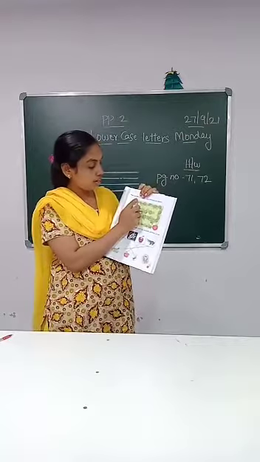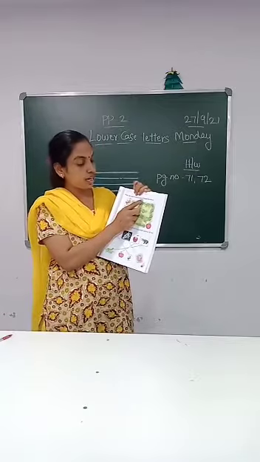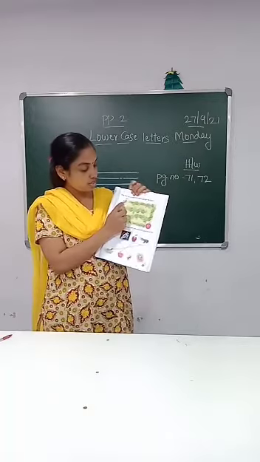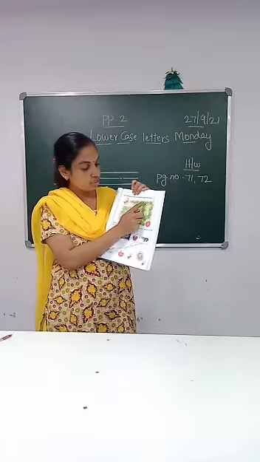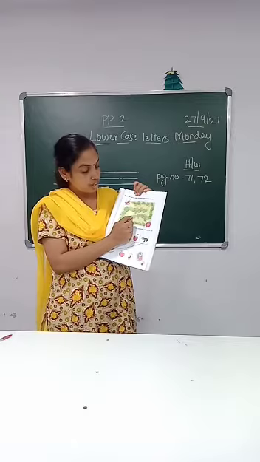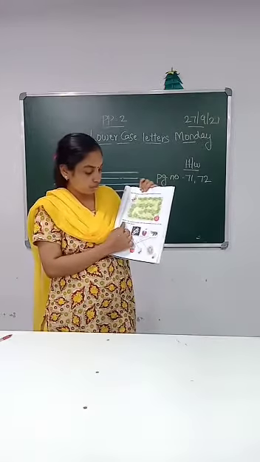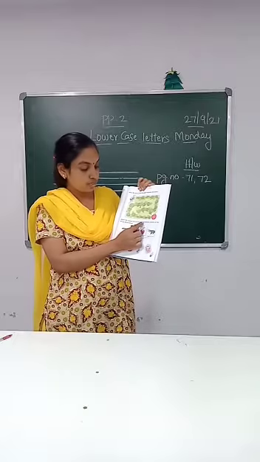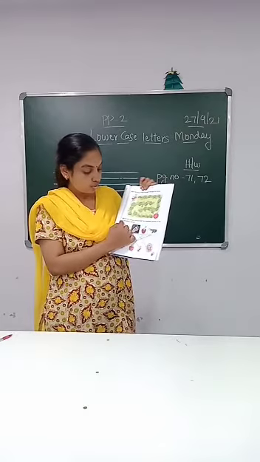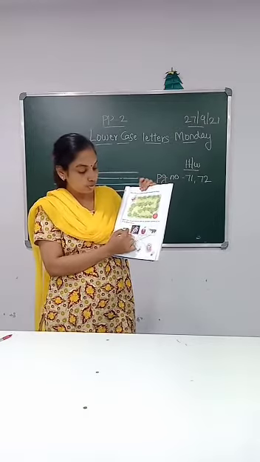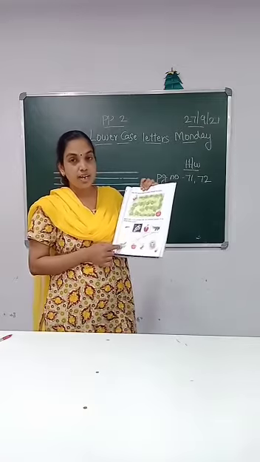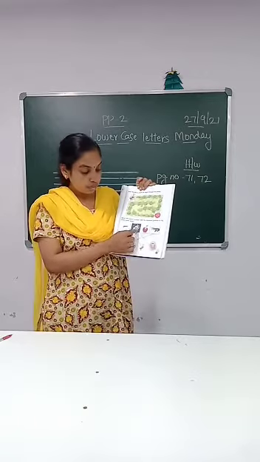So here is the ant. Help the ant to reach the apple through the leaves. You are going to make a way so that the ant can go and reach the apple. And then here you are going to match the actual pictures with the animated pictures of the things given below. So these are the actual pictures and these are the animated pictures. So you will match these.